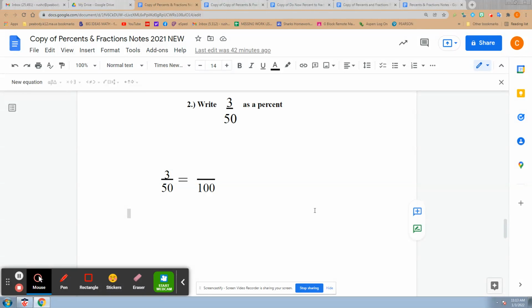This is Mrs. Rush, and this will be the last part of the notes, part 3. We have 3 examples left of turning fractions into percents. We were on number 2, 3/50ths. Remember, step 1, you have to turn 3/50ths into a new fraction with 100 on the bottom.